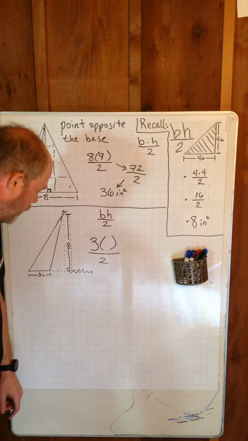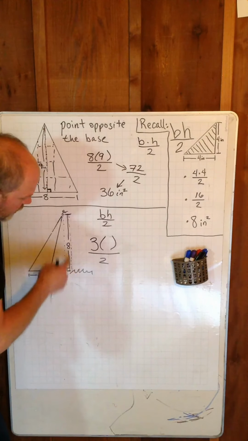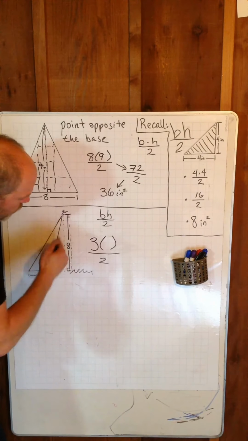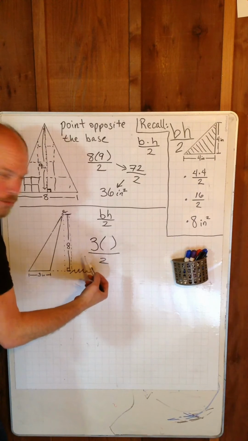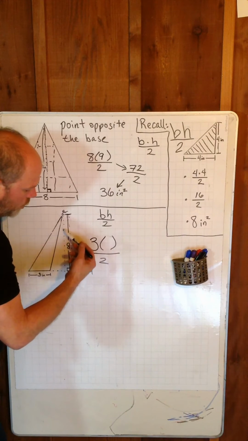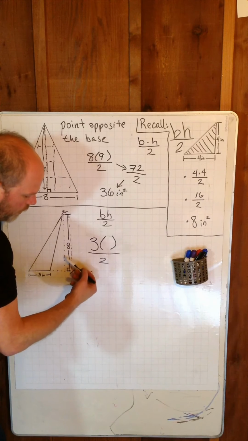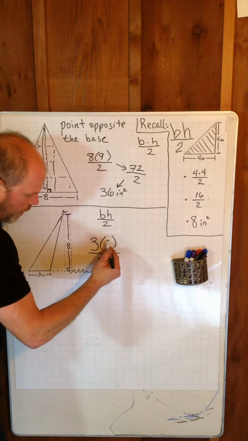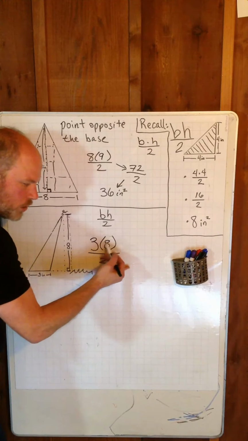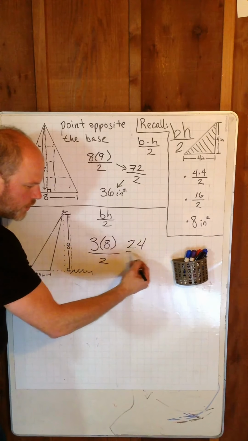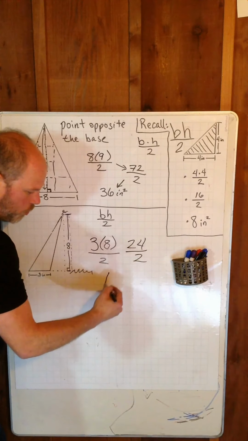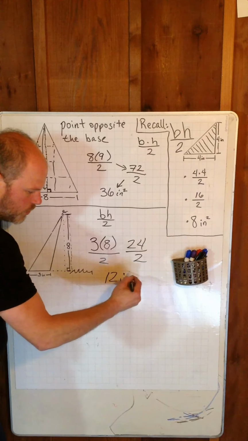Okay, so this distance here is 8. We know this because we can count this, essentially made a right triangle that allows me to count it. So I can go 1, 2, 3, 4, 5, 6, 7, 8. I put my 8 in here. I do a little multiplying. 3 times 8 is 24. I divide it by 2, and I end up with 12 inches squared.